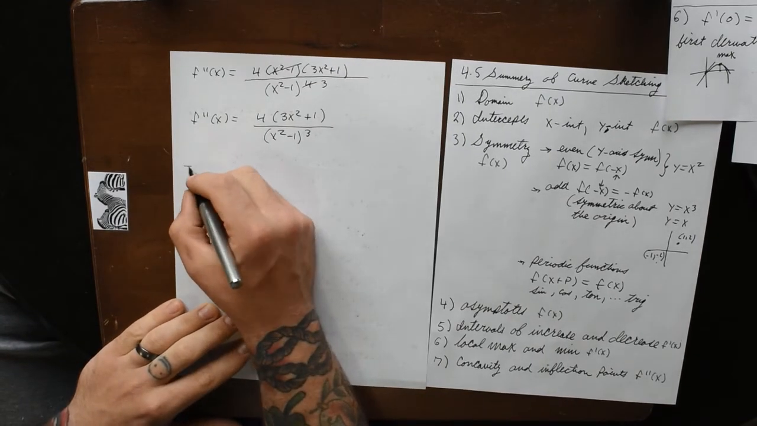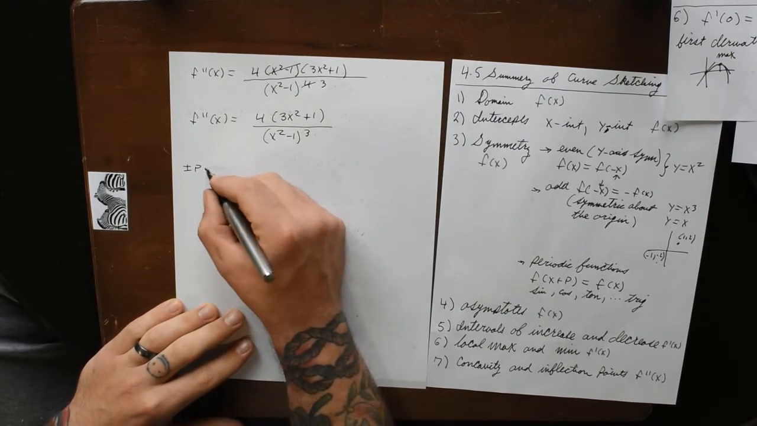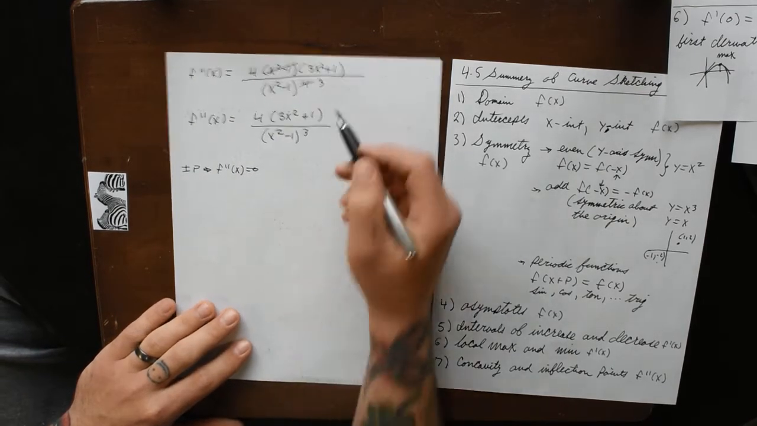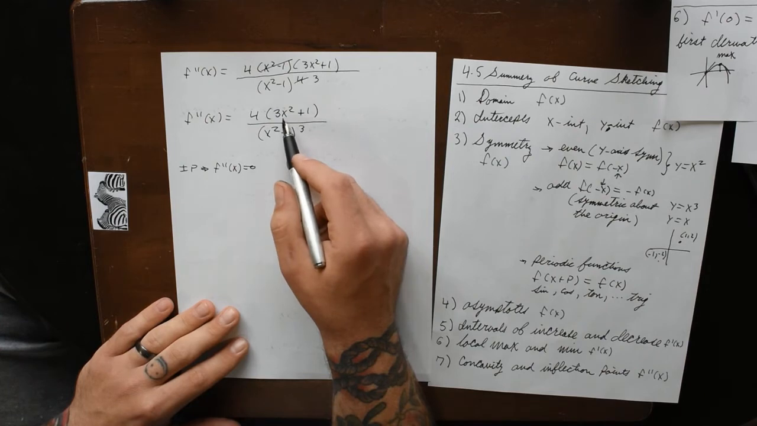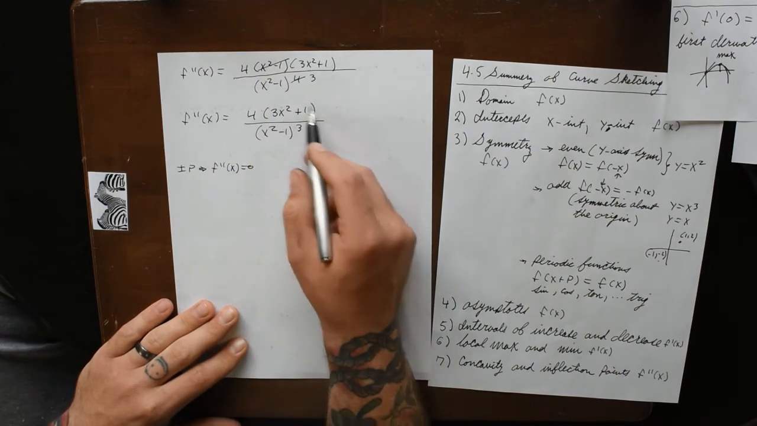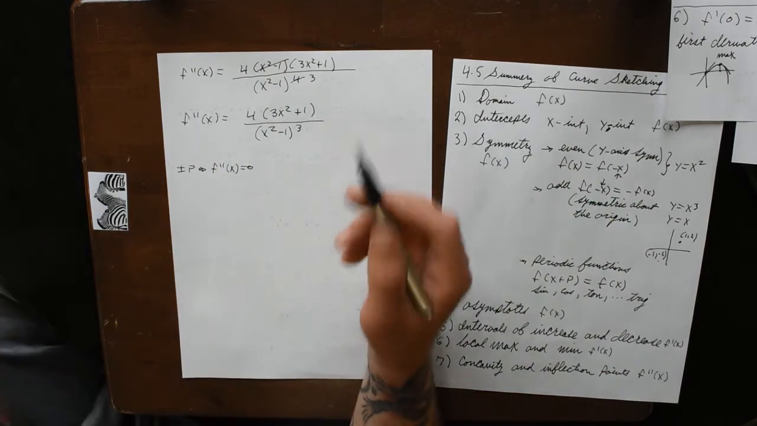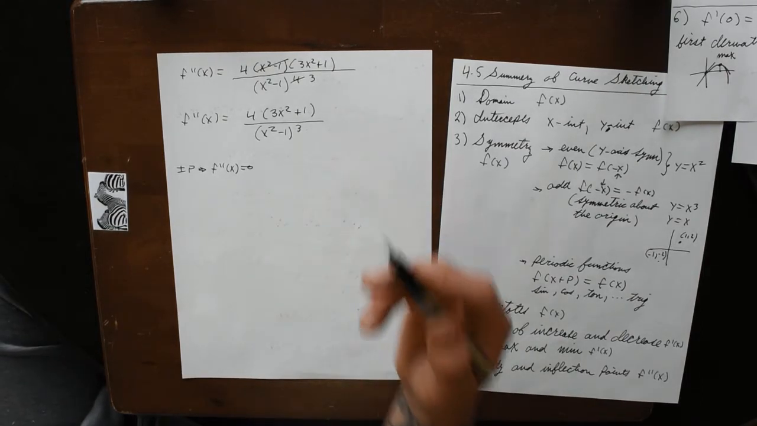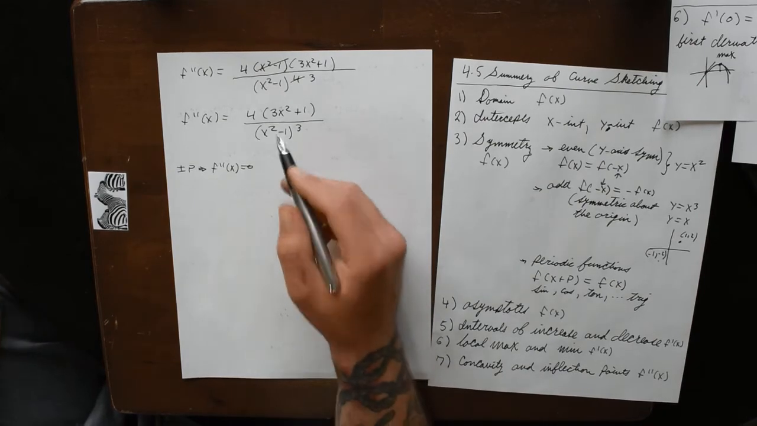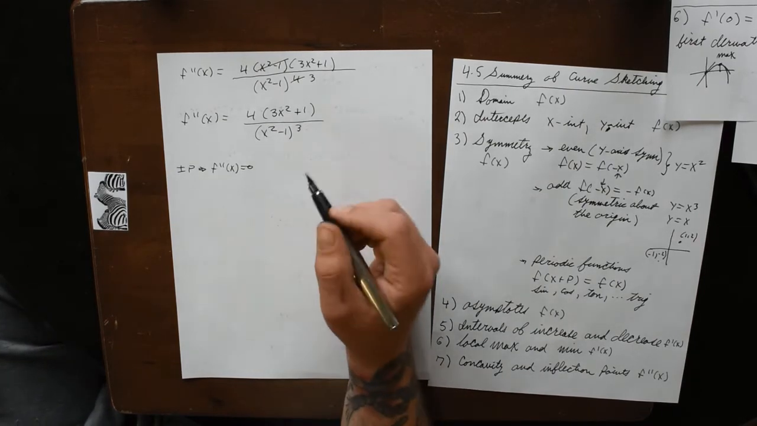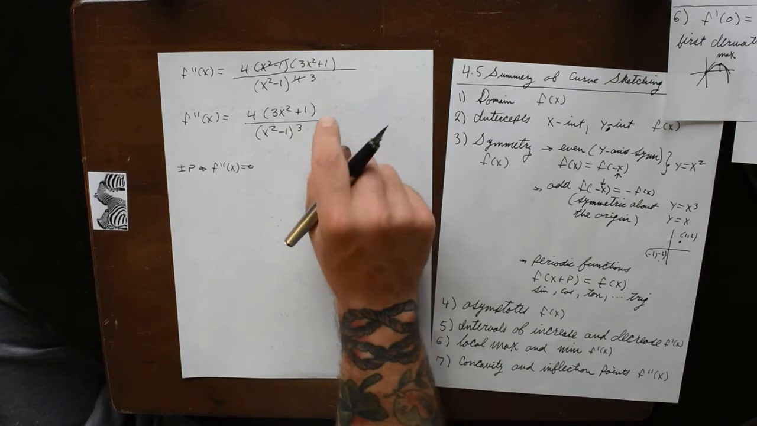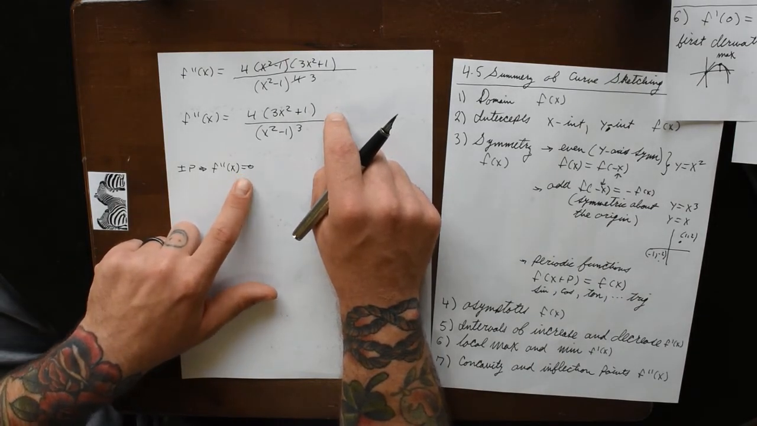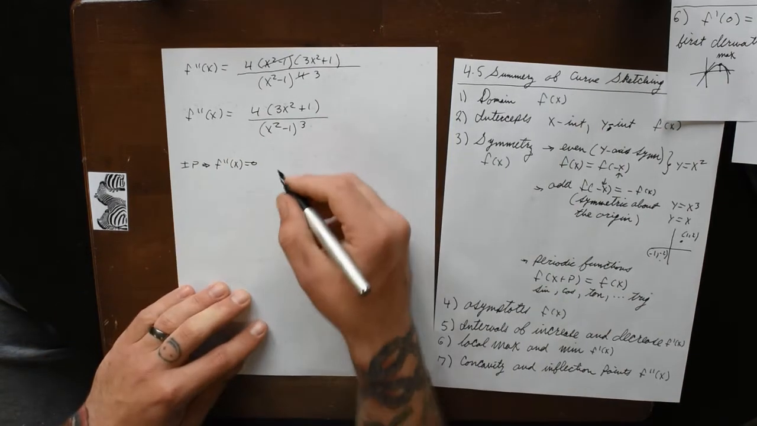Our inflection points, that's when f double prime of x is equal to 0. Well, no matter what value of x you plug into this equation, your numerator will never equal 0. Whatever value of x you plug in, you're going to square it, then add 1, then multiply it by 4. You're always positive. So this never happens. So we have no inflection points.